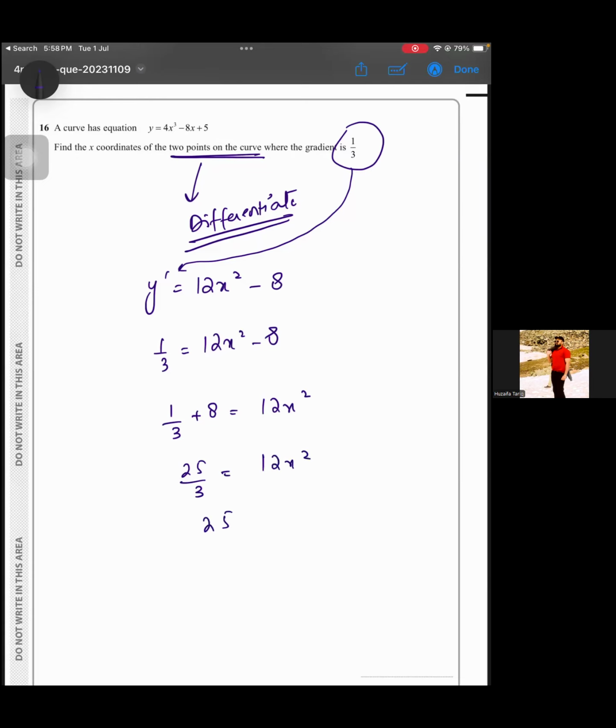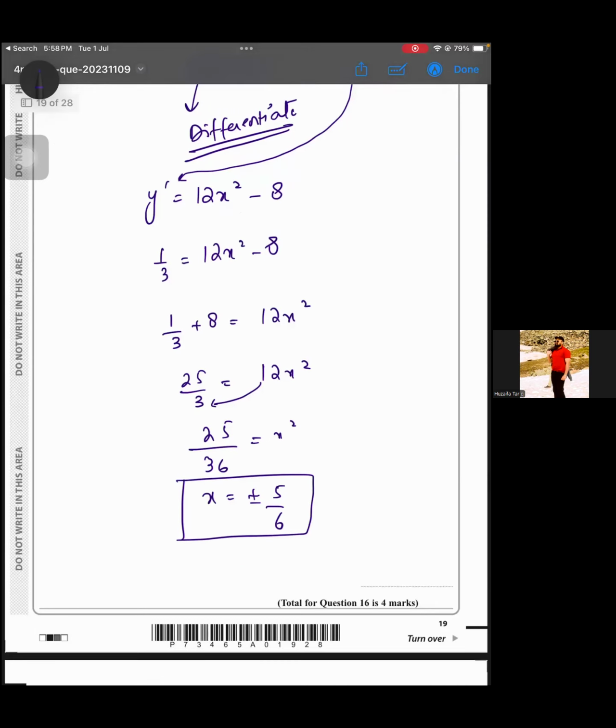Then 12 divided by 36, because this 12 will come in the denominator. 12 into 3 is 36 equals x squared. So the answer for x is equal to plus minus 5 over 6. We have the two values of x because of the squaring. First one is positive and the second one is negative. Plus minus 5 over 6 is your answer.